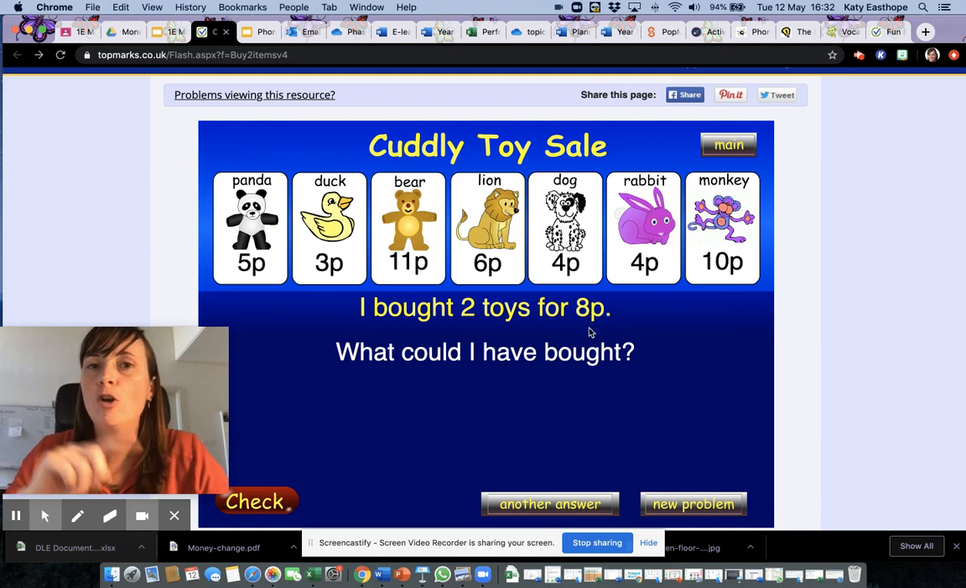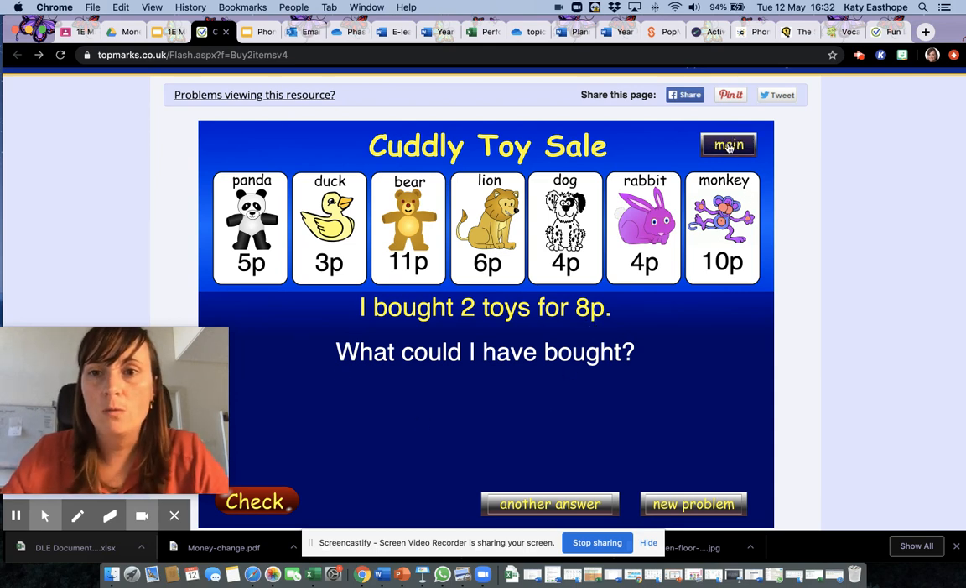So remember, you can count on, you can count back. If you count on, it's got to be from this number. If you count back, it's got to start here, like 11p here. If I've only spent 8p, that's not going to be used straight away, is it? Or the 10. Nope. So they have to equal this number here.